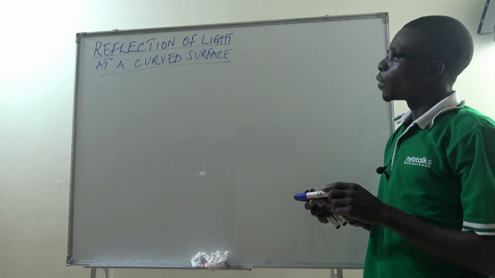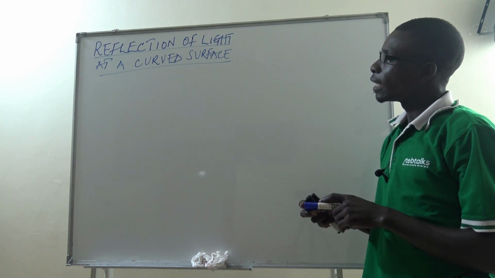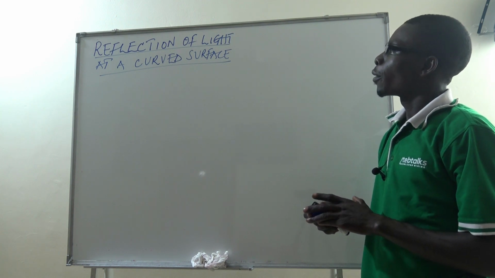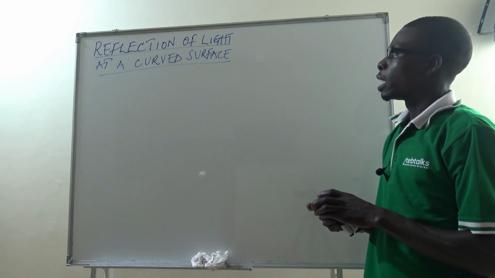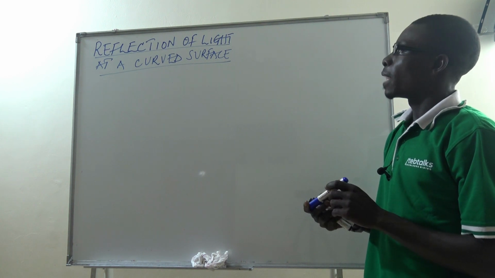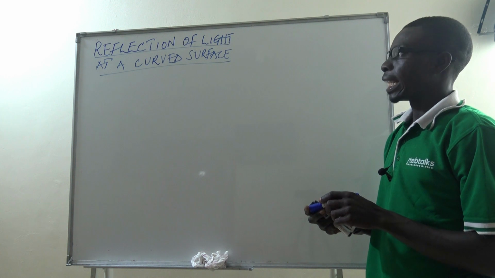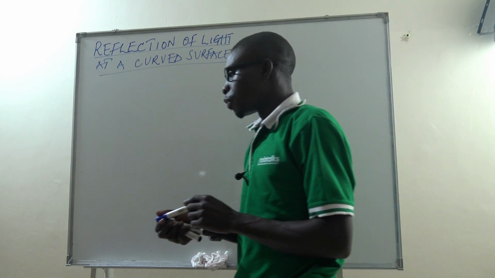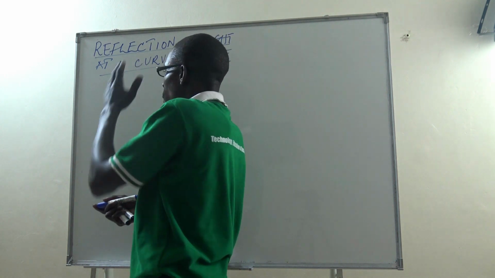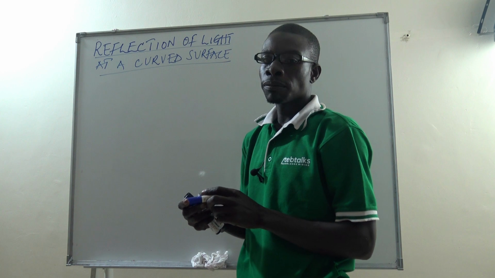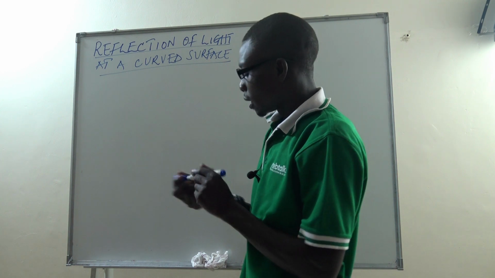Don't forget, subunit 1 was reflection of light in a plane mirror or a plane surface. We have analyzed a number of things. Now we are here on this next subunit, that is reflection of light at a curved surface. Okay? So before we move far, we would like to know what a curved surface is, first of all. What is a curved surface?